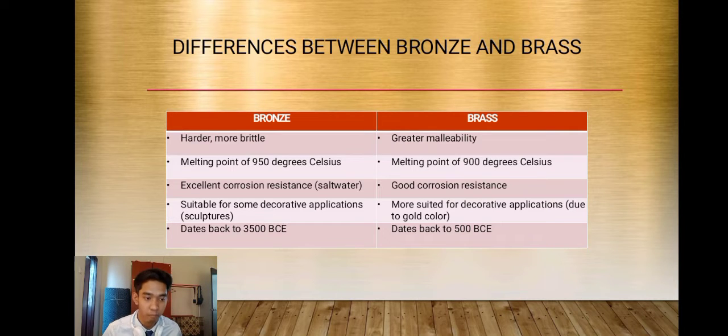For the difference of brass: first, greater malleability, with a melting point of 900 degrees Celsius. The third is good corrosion resistance. The fourth is more suitable for decorative application due to its gold color. The last of the difference of brass is that it dates back to 500 BCE.